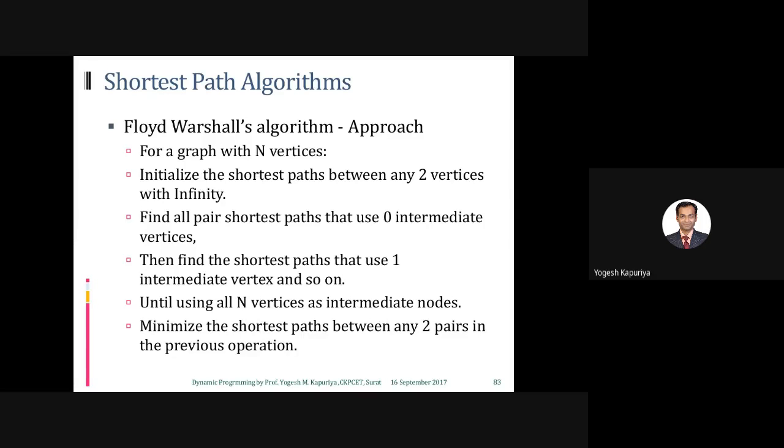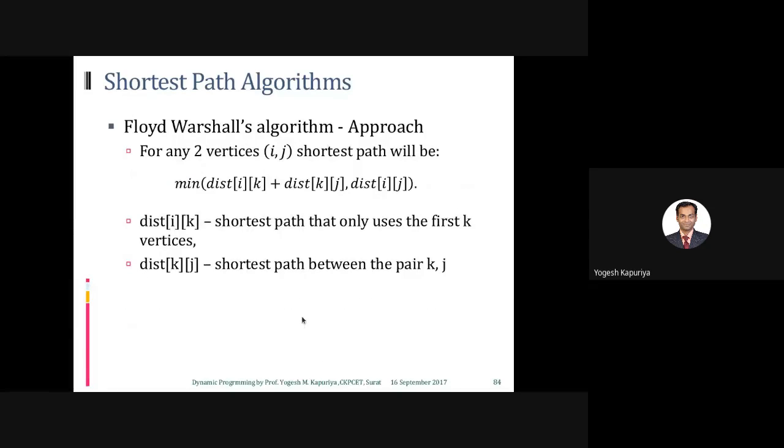And this process will be repeated iteratively. Then you will find the shortest path with one adjacent vertex, then two, and then three. At the max, you will have n adjacent vertices or n minus 1 adjacent vertices if you have a total of n vertices in a graph. So that many times this will be repeated, and each time the distance between every pair of vertices will be minimized. So this is what it actually does.